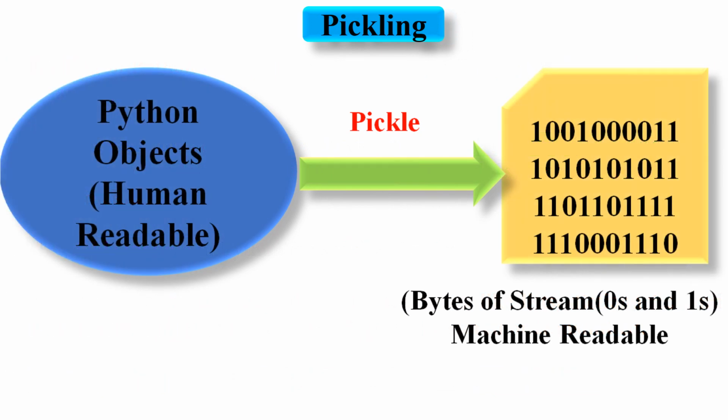Now, look at this picture. Pickling refers to the process of converting the Python objects or structure to a byte stream, machine-readable, before writing to a binary file.